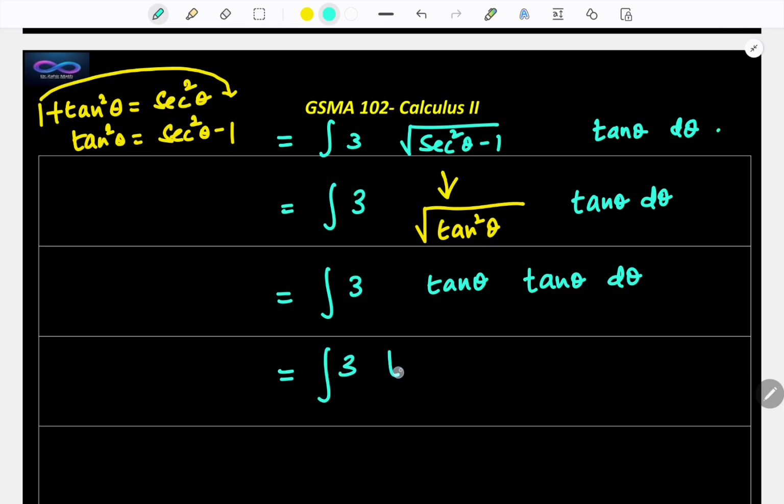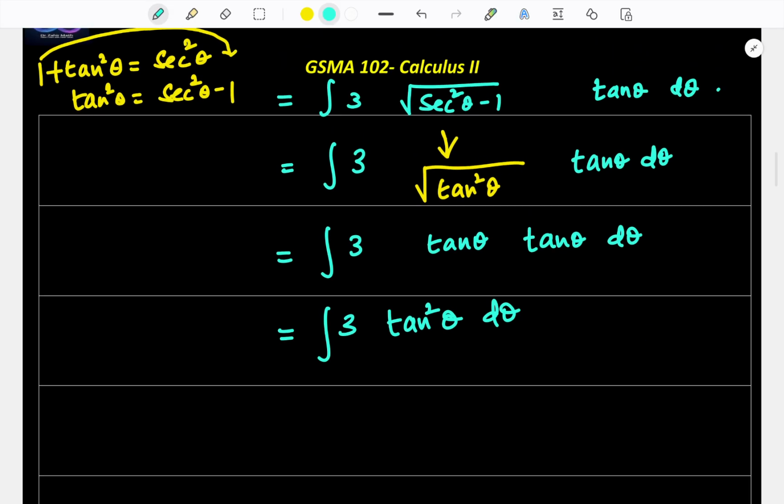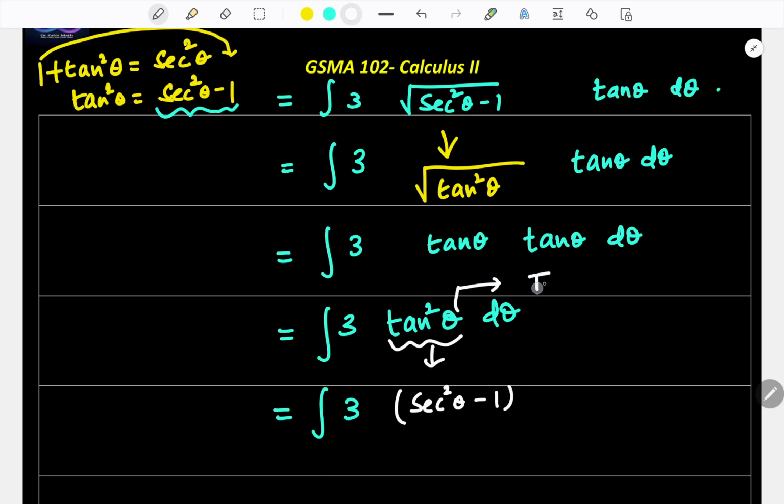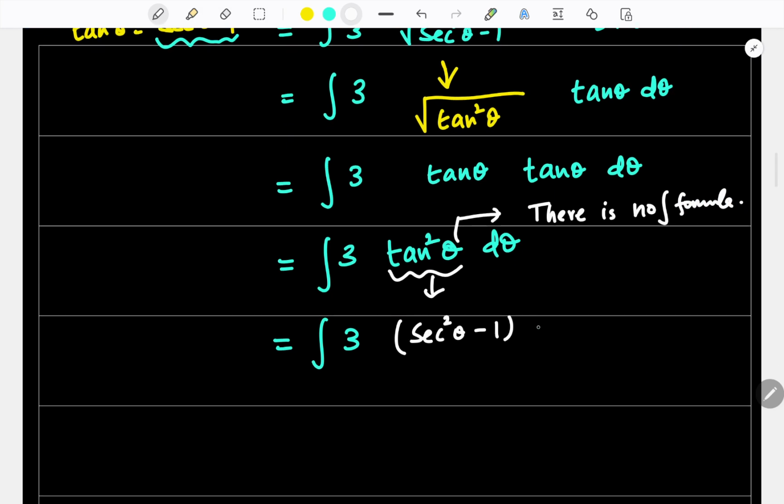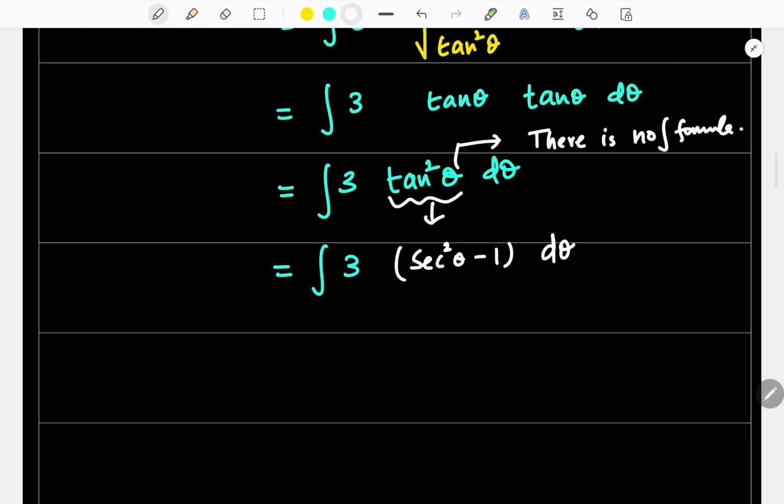This equals integral 3 tan square theta d theta. Tan square theta, there is no formula in the integration. So what I'm going to do, again I'm going to convert into secant square. So this equals integral 3. So this tan square theta I convert into secant square theta minus 1. Why, teacher? Because there is no integral formula. Keep in your mind. Write into d theta. So this equals 3 will come out of the integral.